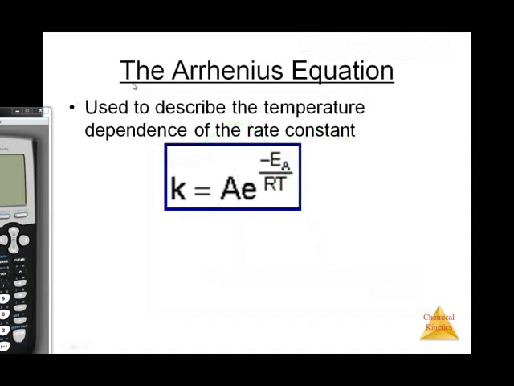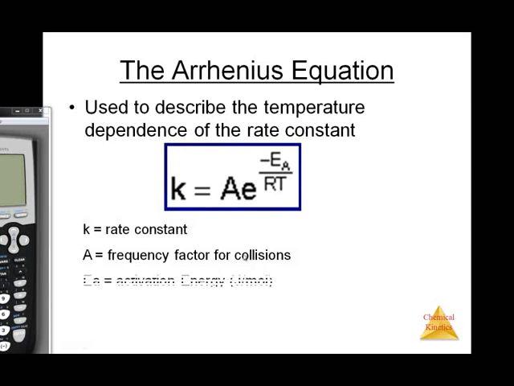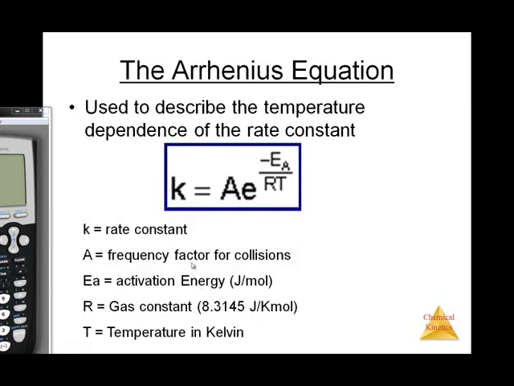Now Arrhenius came up with this equation that we can use to help us determine the effect temperature has on k, on the rate. Okay? And this is basically what it is. k is the rate constant, A is some frequency factor for collisions, Ea is the activation energy, R is the gas constant, and in this case we always use 8.3145 joules per mole Kelvin, and T is, of course, the Kelvin temperature.